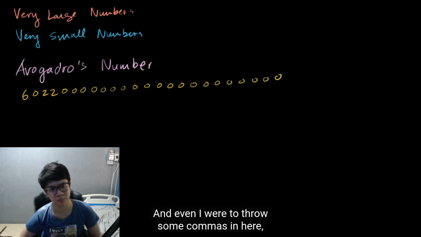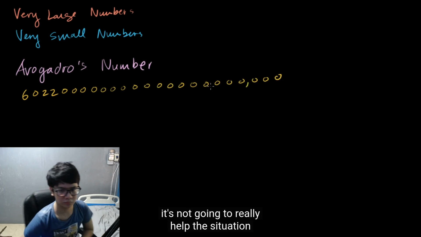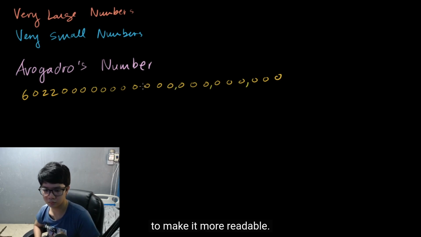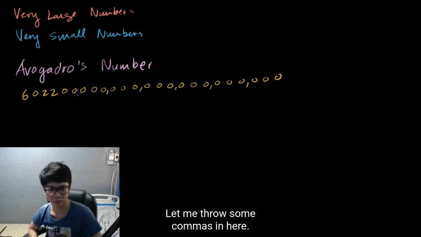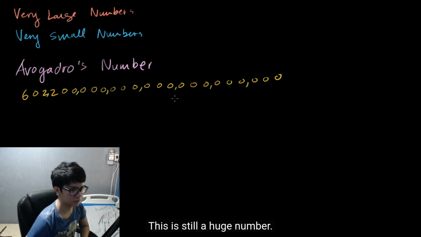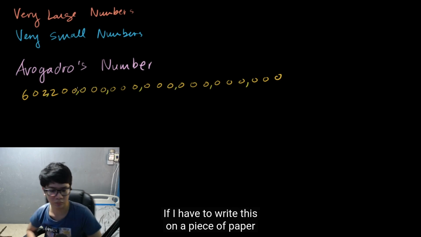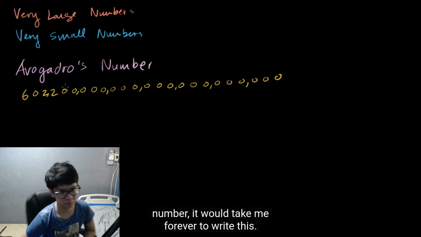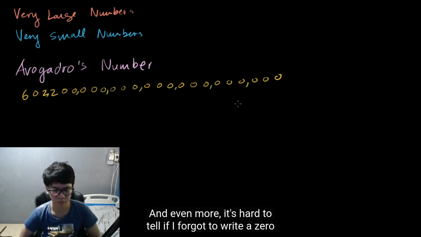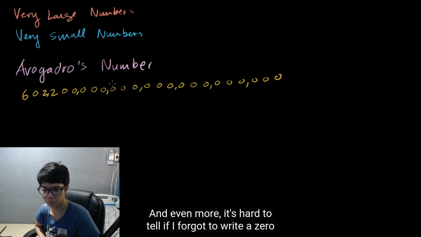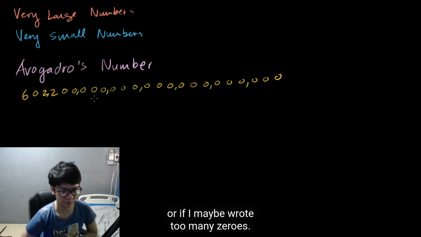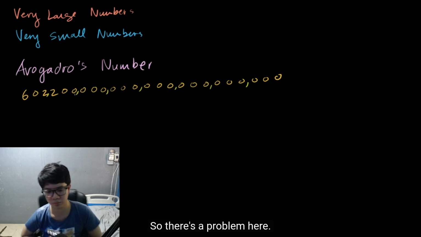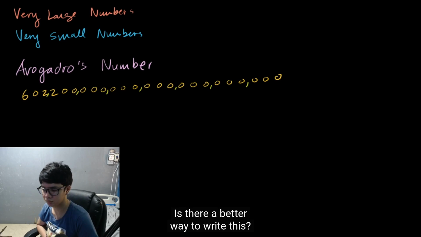And even if I were to throw some commas in here, it's not really going to help make it more readable. It's still a huge number. If I had to write this on a piece of paper, or if I were to publish a paper using Avogadro's number, it would take me forever to write this, and even more, it's hard to tell if I forgot to write a 0, or maybe wrote too many zeros. So there's a problem here. Is there a better way to write this?